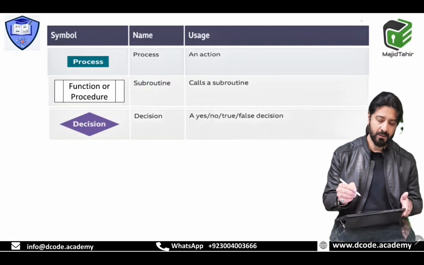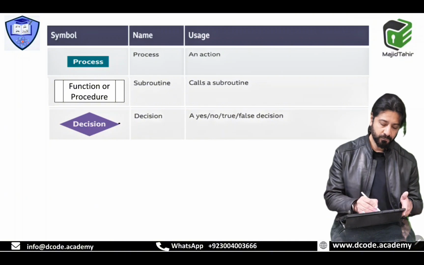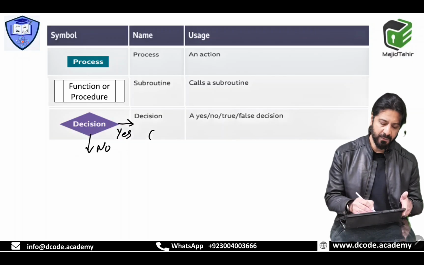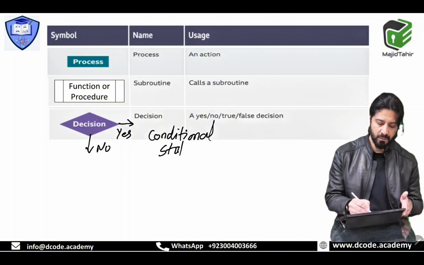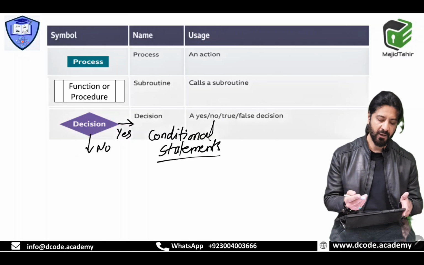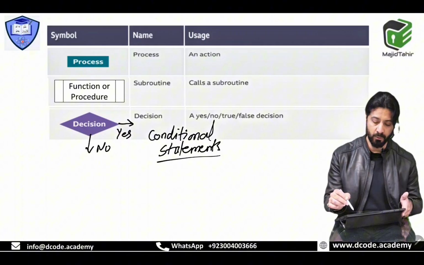Then we have a decision symbol. The decision symbol is always used with a condition statement. It always has two options, yes or no. Mostly conditional statements use the decision symbol. There are two possibilities, either yes or no. So if the condition is true, it goes to yes. If the condition is false, it goes to no.